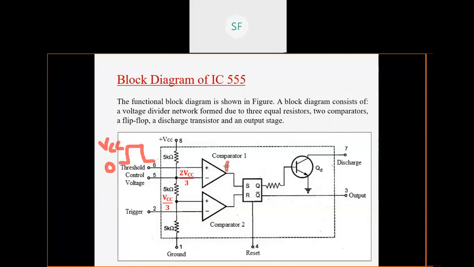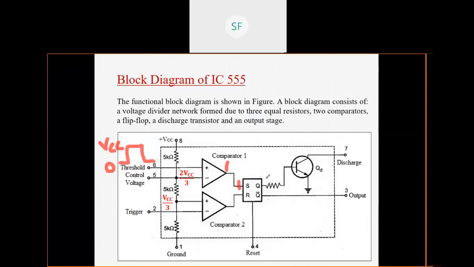So since the output becomes 1, what will happen? This output is nothing but an input to this flip-flop. So now this flip-flop will set. Set is nothing but the value of Q becomes 1, because the S input is high. If reset were high, the value of Q would be 0. But now set is high, that is, the value of S is 1. So that means Q will be 1 and Q bar will be 0. So the output of your IC 555 will now be 0, that means a low pulse, low level, like this.